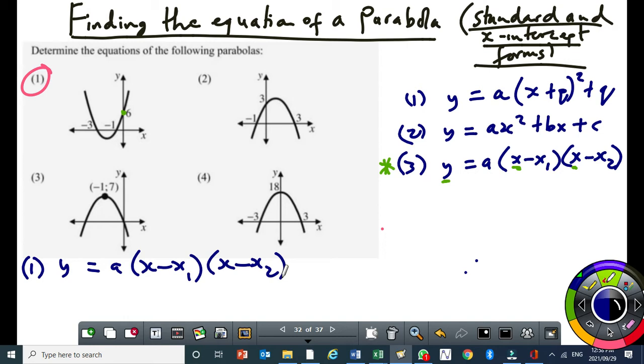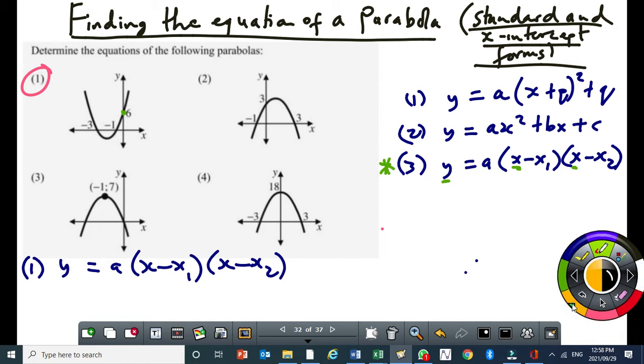Always you have to calculate a first. That a has to be calculated. You can't find the value of a by inspection. You have to do a calculation. Okay? I'm sure you can see that the graph has got a minimum turning point, so this value of a must be positive because the graph is happy.